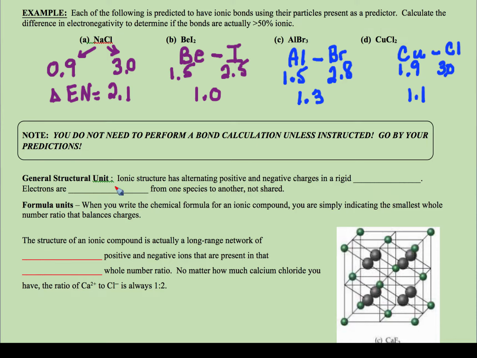Now, general structure. Crystal structures of ionic compounds are very complicated. I don't go into them at the AP or IB, or even when I taught college. I rarely had time for this. But what we have is an ionic structure. It's an alternating positive and negative in a rigid lattice, kind of like those latticed fences that you will see. Electrons are transferred, not shared.